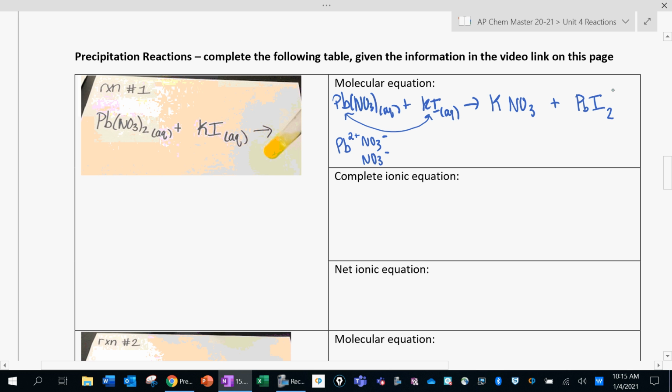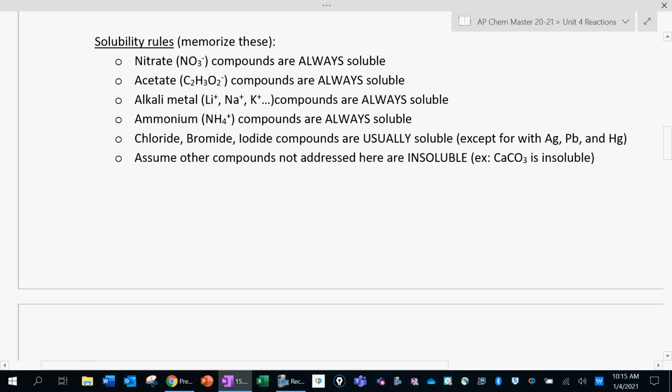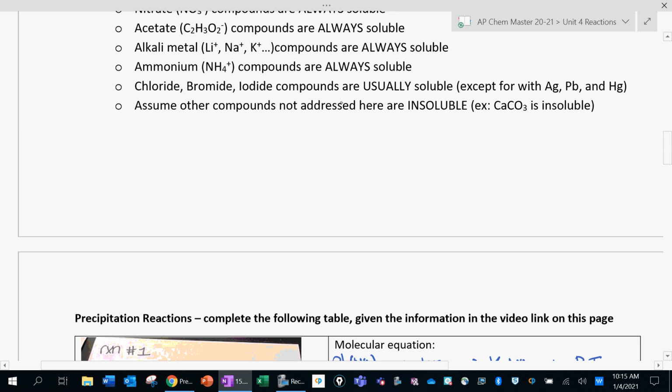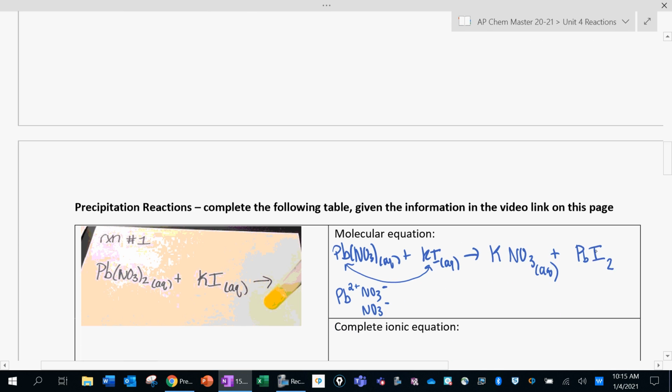My next step is I'm going to fill in the states of matter. So I'm going to use my solubility rules. I know that any compound containing a nitrate is always soluble. So that means that this is going to be soluble, so I'm going to write AQ by it. Iodide compounds are often soluble except when they're combined with silver, lead, or mercury. Lead, so this is going to be insoluble. So this is going to be a solid.